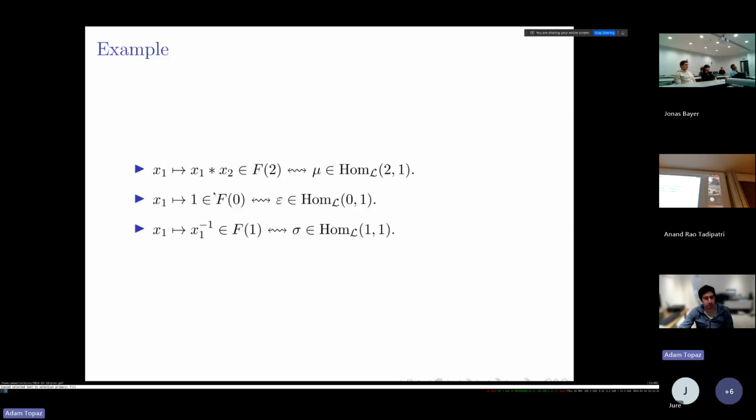Okay. So, what we know about the group structure of the free group, namely that the elements in here are words that you can write down in the language of groups, in some sense lets me construct these three morphisms in this weird category L. I have a morphism mu from 2 to 1, a morphism epsilon from 0 to 1, and a morphism sigma from 1 to 1.